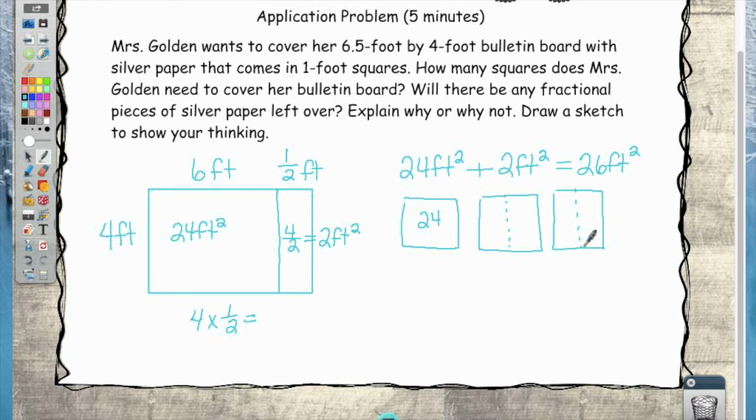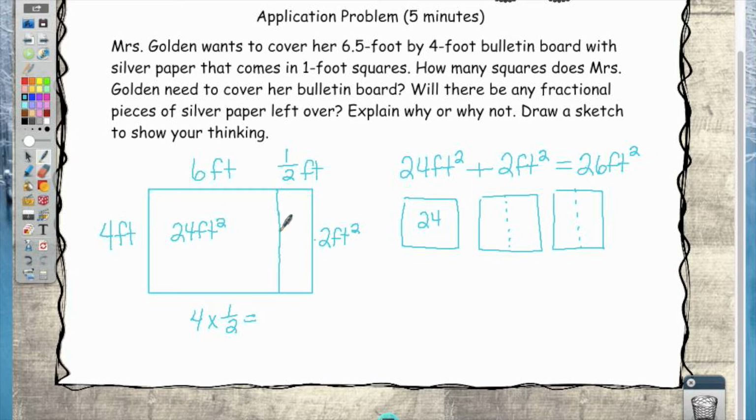Okay, so a total of 26. Will there be any fractional pieces of silver paper left? No, why? Because she bought the exact amount. Well, I think she probably bought more than she needed, but she cut only 2 squares in half, right? So what's a half plus a half?